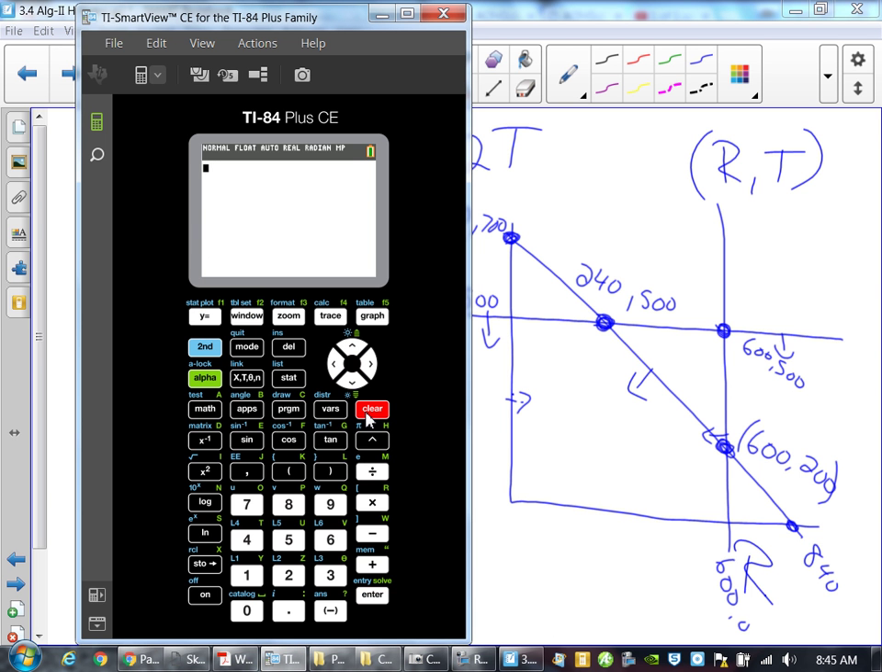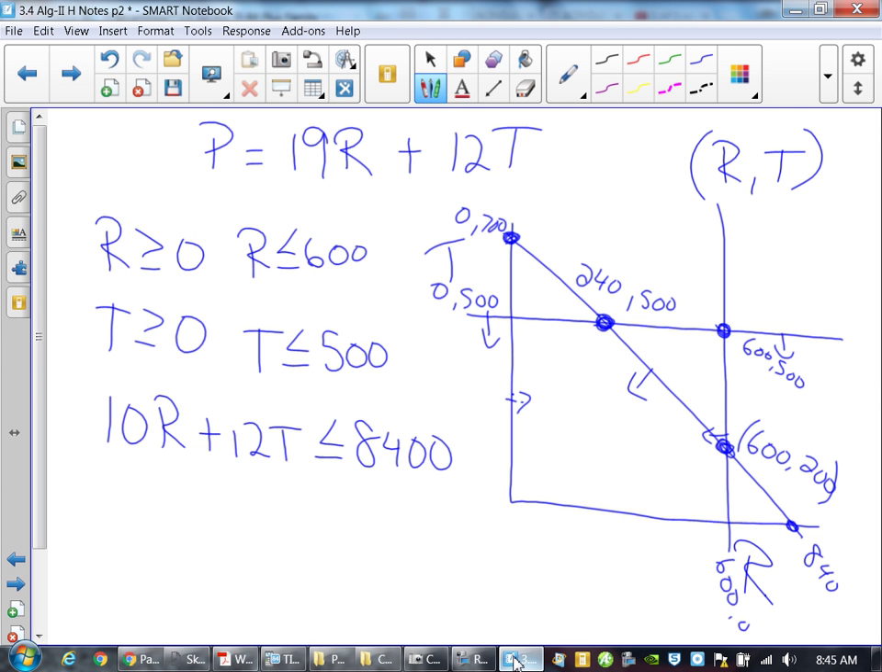We knew that 600 was the R value in our equation. You can just plug it into the equation, so I did 10 times 600. We get the opposite one. And I knew that was 6,000. 8,400 minus 6,000 was 2,400, and it's divided by 12.